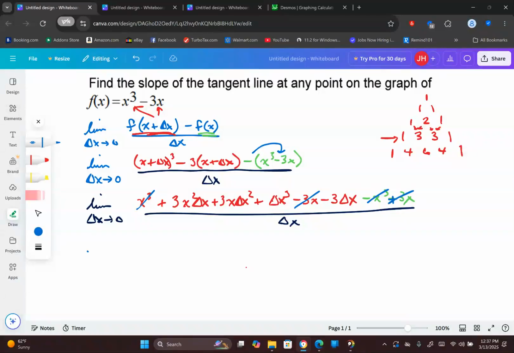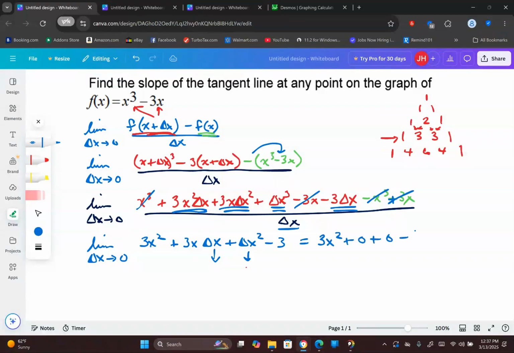Now I've got a ton of terms left here, and we're going to simplify them right now. What is this term divided by delta x? It'd be 3x squared. This term divided by delta x would be plus 3x delta x. This term divided by delta x would be delta x squared. And this last term divided by delta x would be minus 3. Now remember, delta x is going to 0, so those middle two terms are both going to go to 0. And so I get 3x squared minus 3.